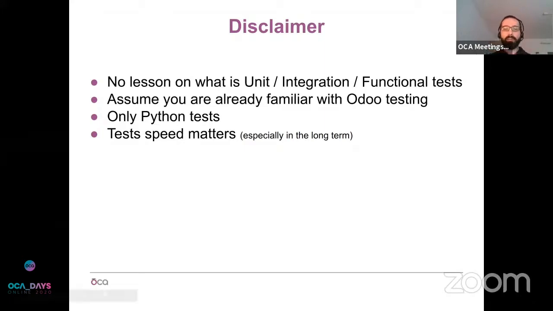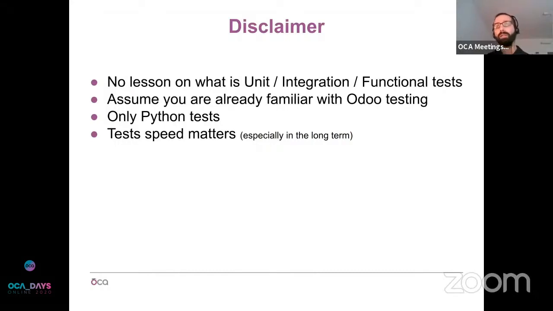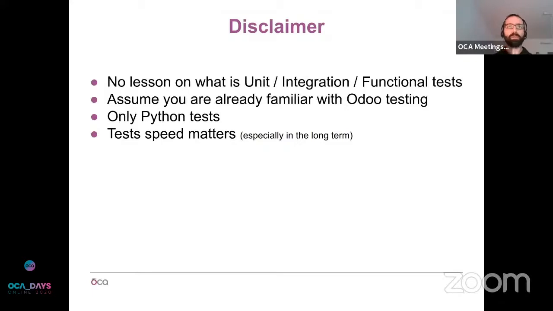First of all, a disclaimer. I don't want to give you any lesson on what is a unit test or integration test or functional test. And I assume you are already familiar a little bit with Odoo testing. So I will not tell you how to run a test in Odoo, if not just for a small example. Also, this talk is only about Python tests. I will not dig into front-end QUnit tests for the JS framework.